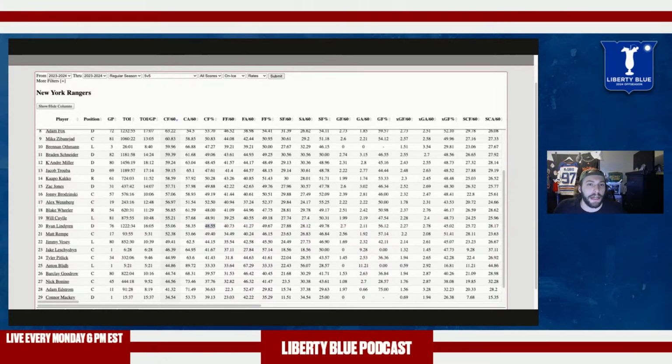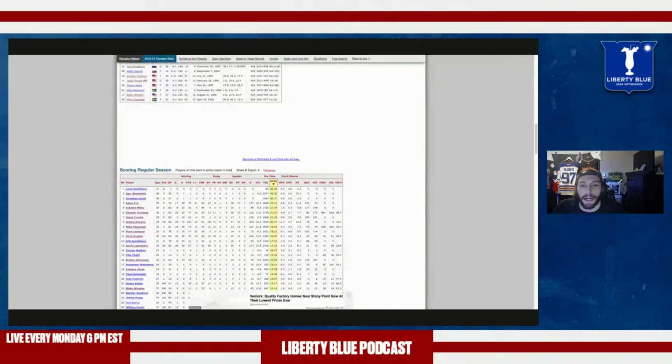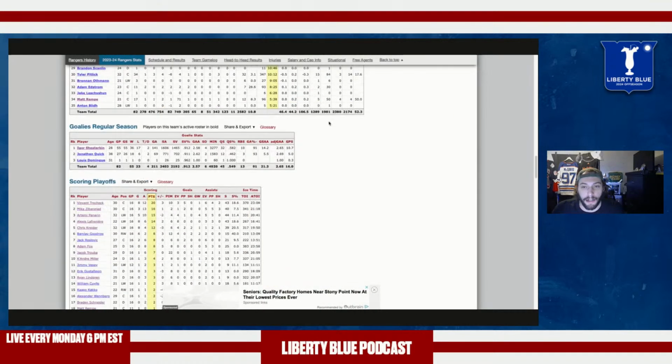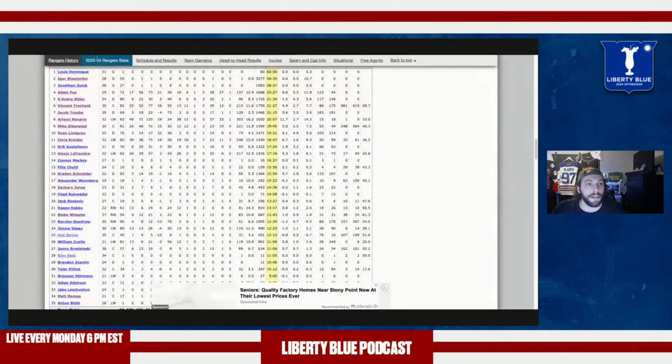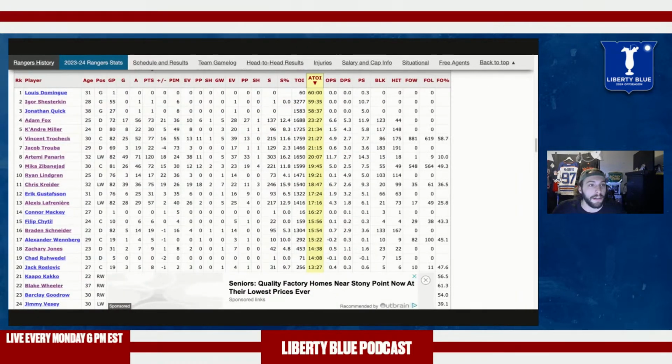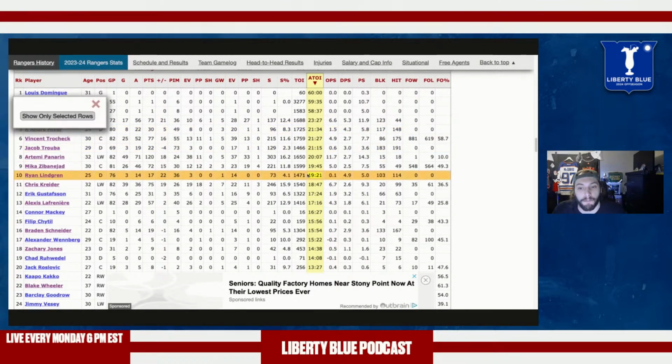I'm going to change tabs real quick. We're going over to Hockey Reference. I'll pull that on Command Plus so you can see it a little bit better. Okay. That might be a little on the big side, but that works for our purposes. So Fox, most commonly used defenseman. Miller, second most. Trouba, third most. Lindgren, fourth most. 19-21 a game.